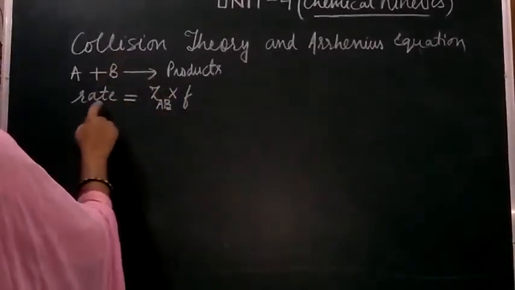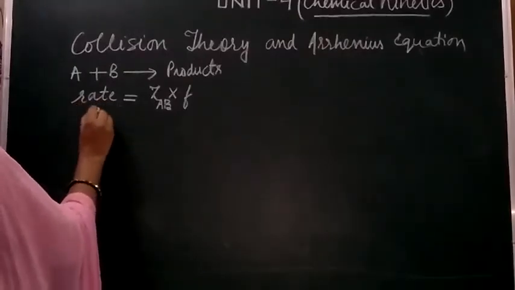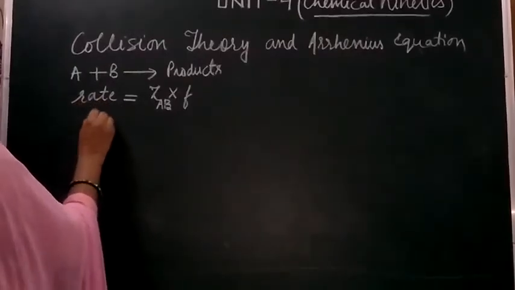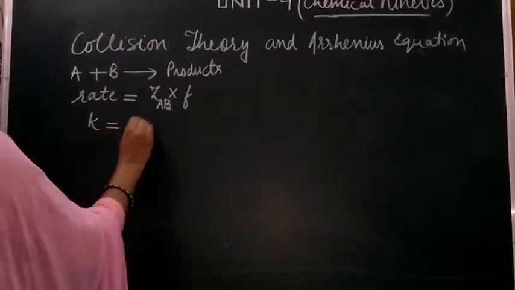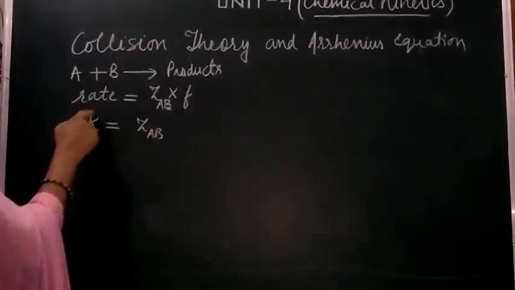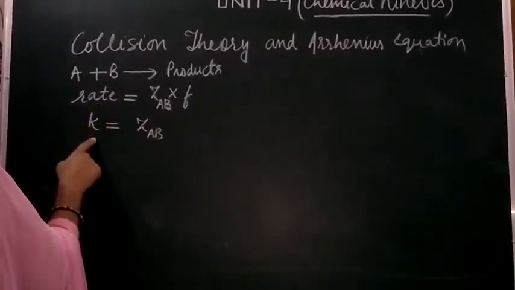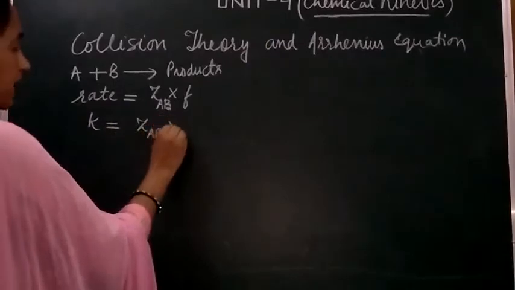Now we will express this rate. This rate of the reaction will be equal to the rate constant also, so we will write it in this way, because the rate constant is just a way of expressing the rate of reaction here. So k equals Z_AB F.